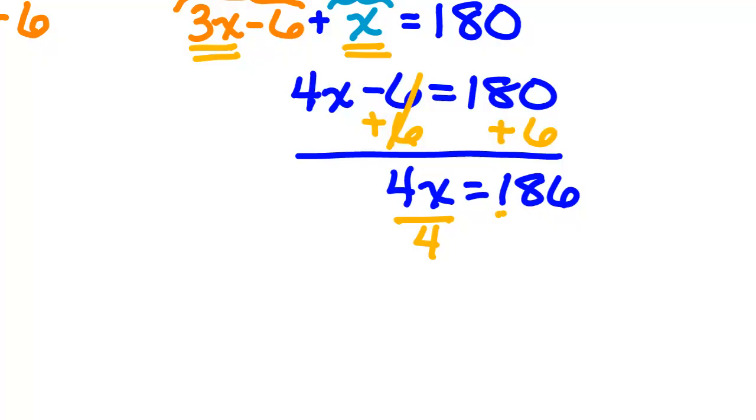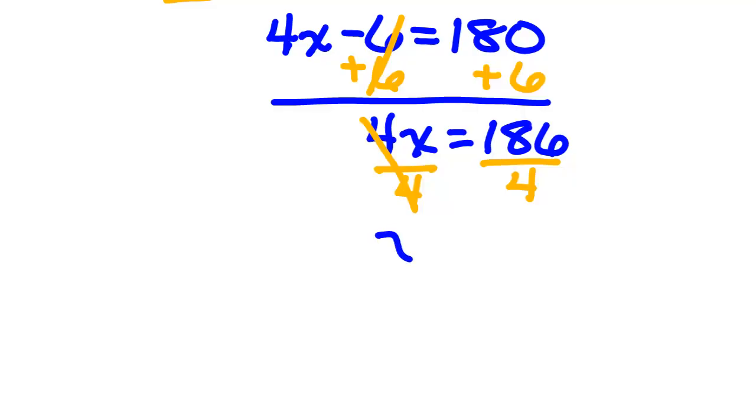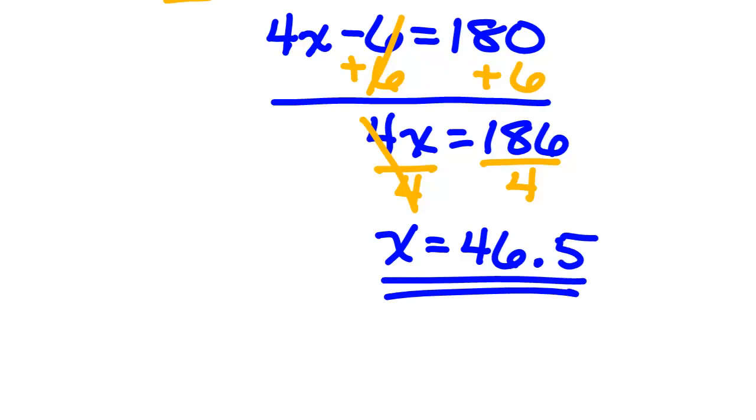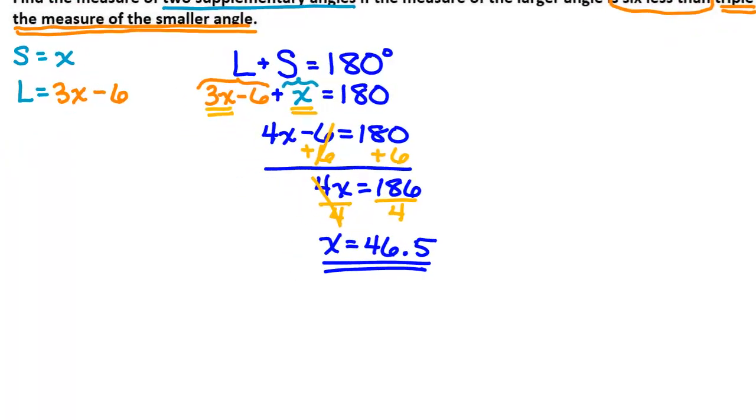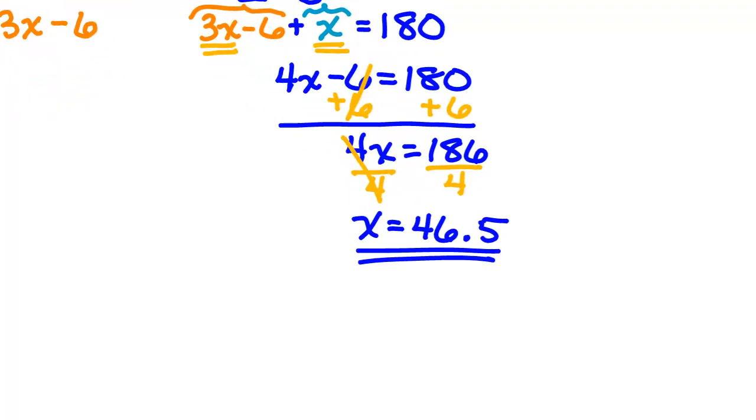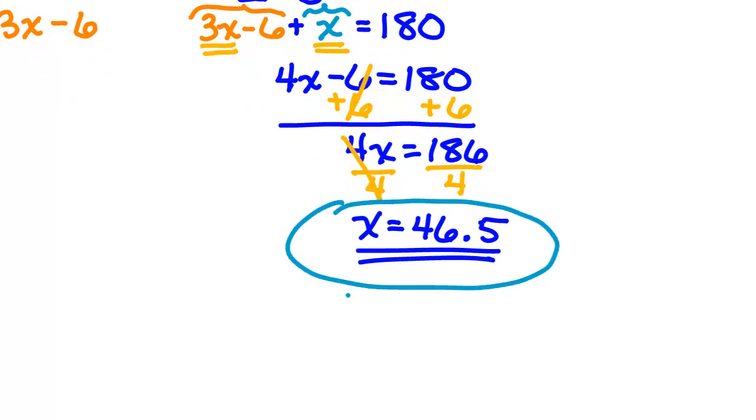Divide both sides by 4. And we get another decimal answer. What do we get? 46.5, yes. 46.5. But we are supposed to find the measures of the two angles. It says find the measure of two supplementary angles if the measure of the larger angle is 6 less than triple the measure of the smaller angle. Well, I know the size of one of the angles because we let x represent which angle? This is my smaller angle. So 46.5 degrees.